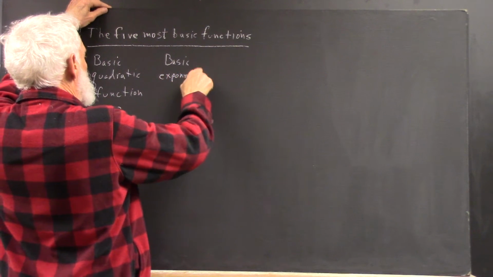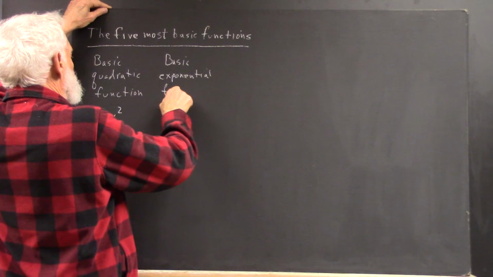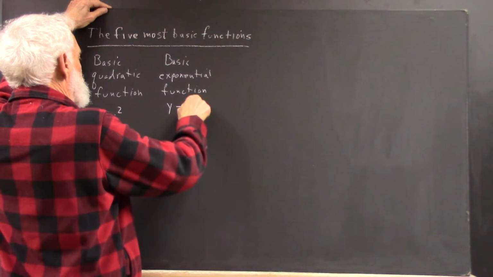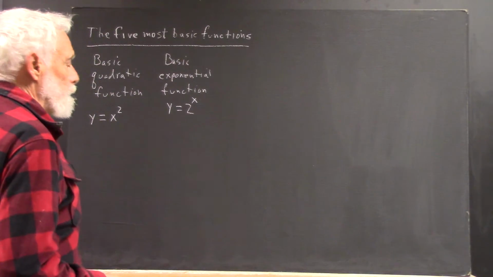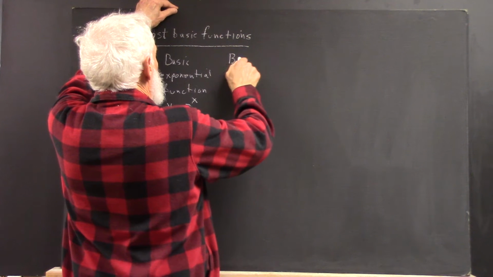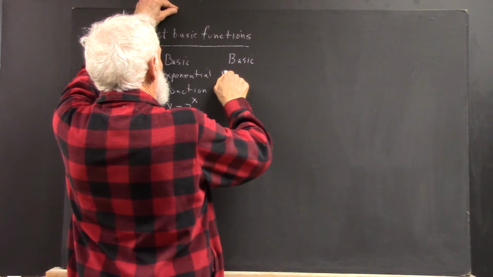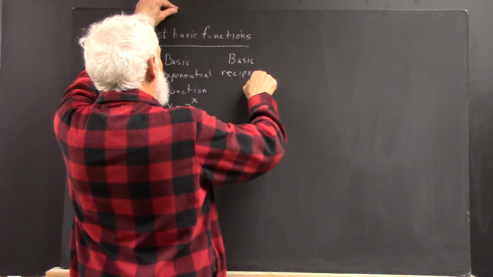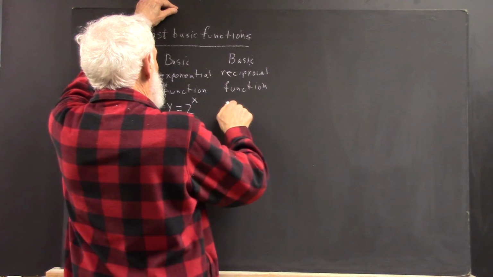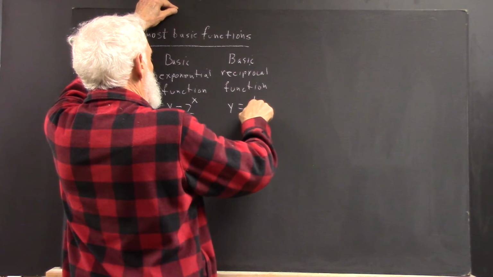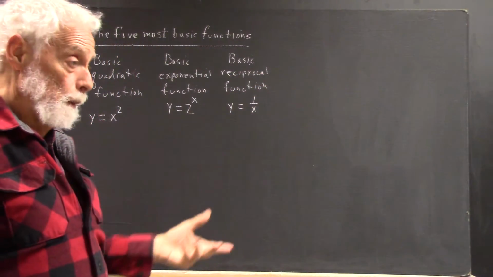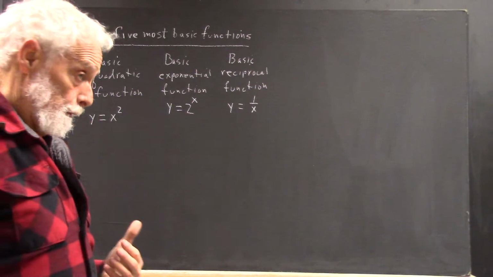exponential function, y equals 2 raised to the x power. And you have the basic reciprocal function, y equals 1 over x. Now there are 2 more, basic cubing function and the basic reciprocal square function.